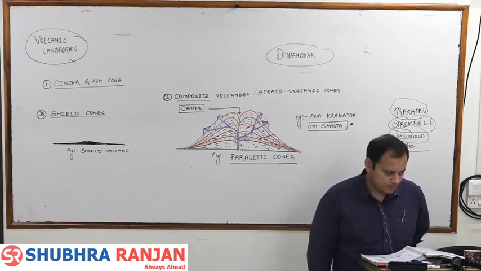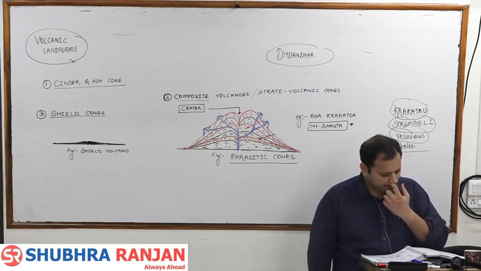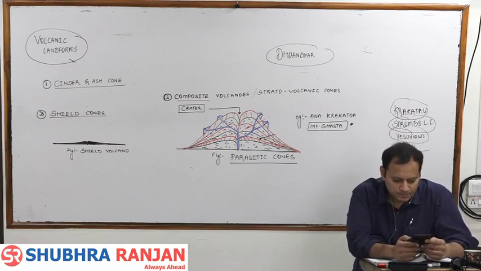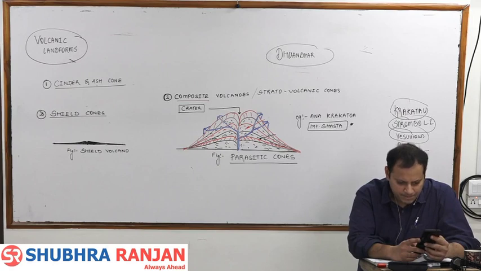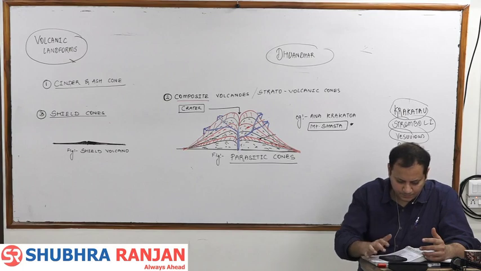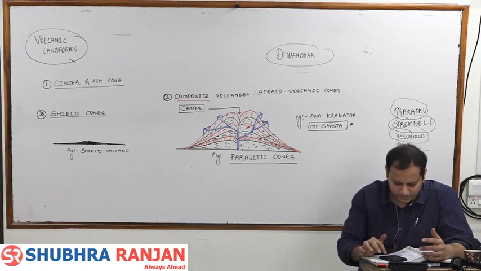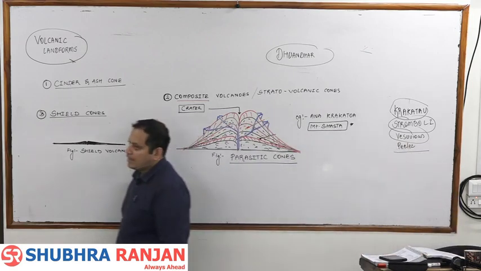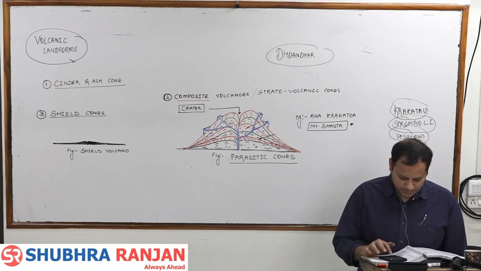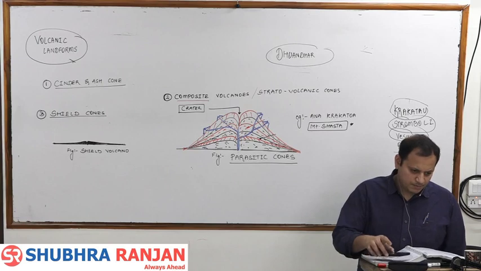The central type of eruption associated with shield volcanoes is due to fluidic basalt, but with low gaseous content. Example, Hawaiian volcanoes.